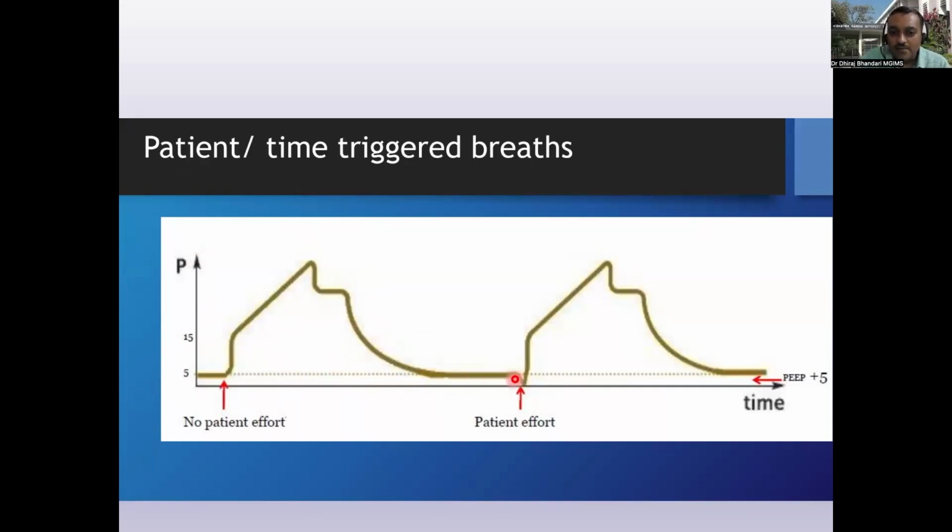Now here what has happened is the patient has tried to trigger a breath. The moment he is triggering a breath, last time we talked about flow triggering, you will see that there is a dip in the pressure waveform, so you can detect that the patient is also trying to breathe. So you can differentiate from a pressure scalar whether it is a patient generated breath or a machine generated breath.